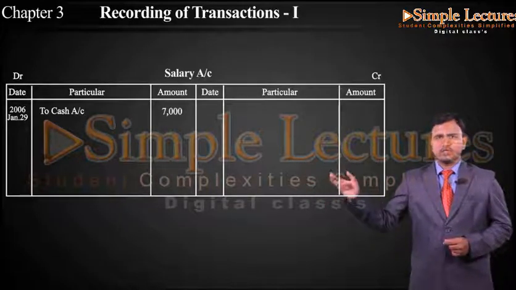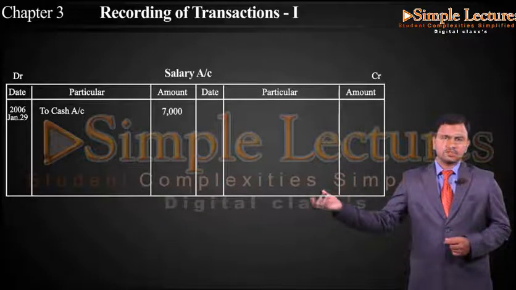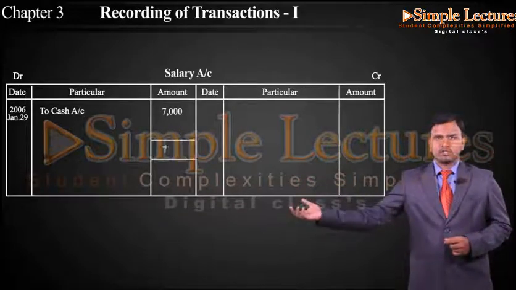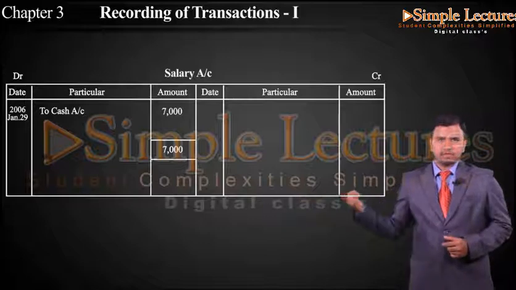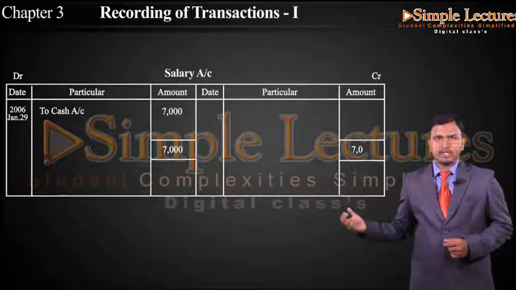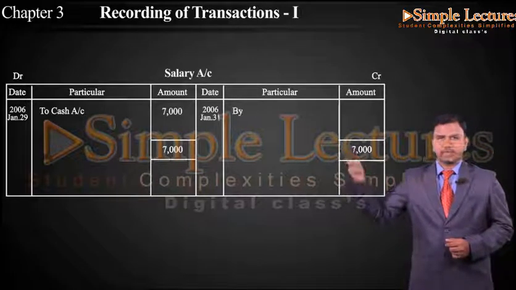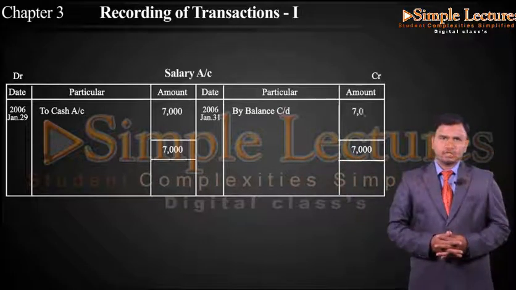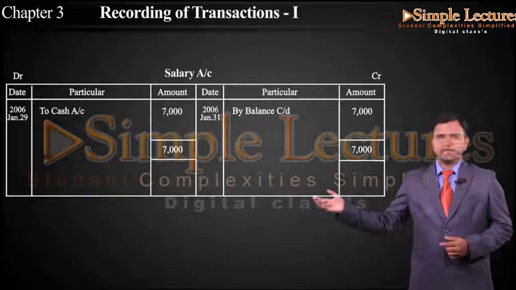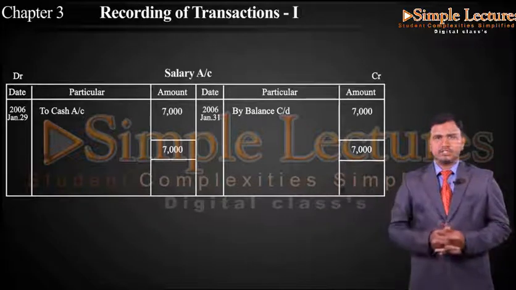Since we have only one entry, we close this account right here. 7,000 is the total of the debit side, the same total we take on the credit side in the same line, 7,000, then above that Jan 31st by balance carried down 7,000. So here we are done with the following ledger accounts.